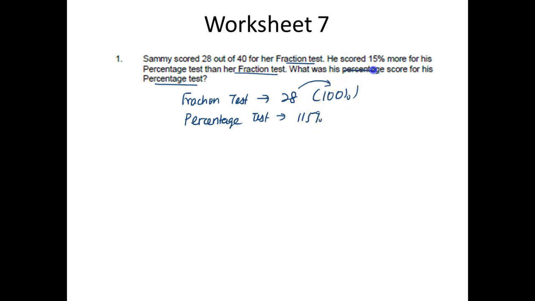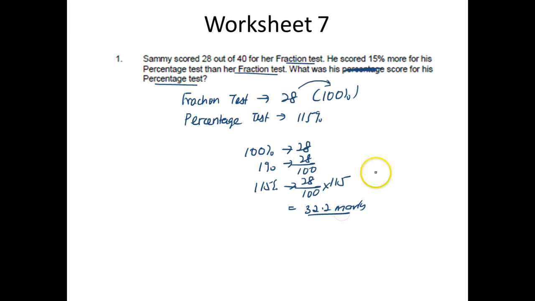Sorry, there's a mistake. What was his score for his percentage test? We know that 100% is 28. 1% is 28 out of 100. 115% will be 28 out of 100 times 115. My answer will be 32.2 marks. So he scored 32.2 marks for his percentage test.